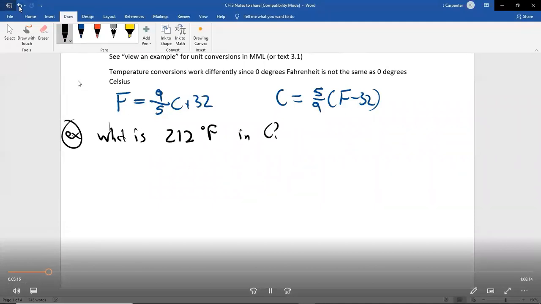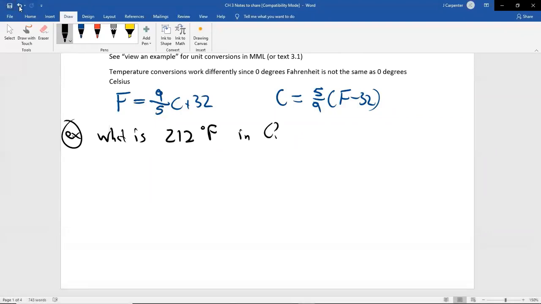So what is 212 degrees Fahrenheit in Celsius? Now you may know this answer off the top of your head. That's not the point of this. The point is plug it into an equation and see if you can get the answer.